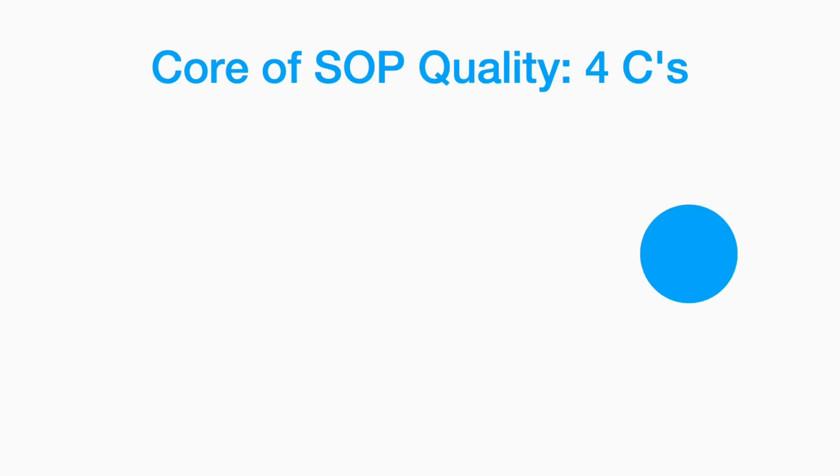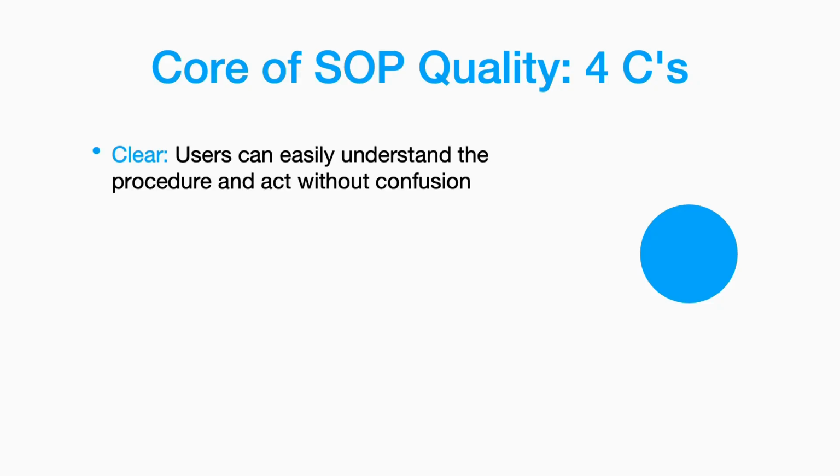And that brings us to the core of SOP quality, 4 C's. The first C is the SOP should be clear and not confusing or complicated. Users should be able to understand it easily and act without confusion. But not only clear, it should also be concise. You don't want an SOP that is clear but 120 pages long.